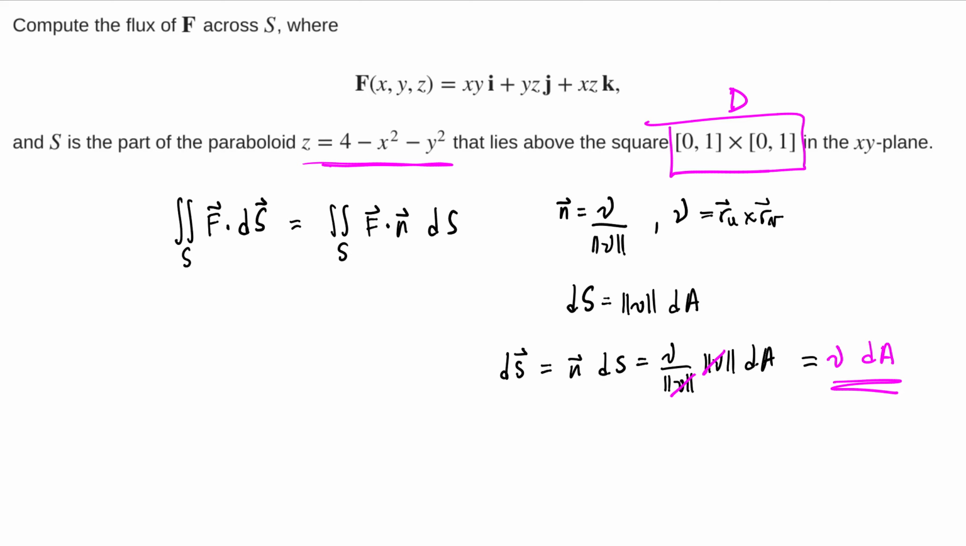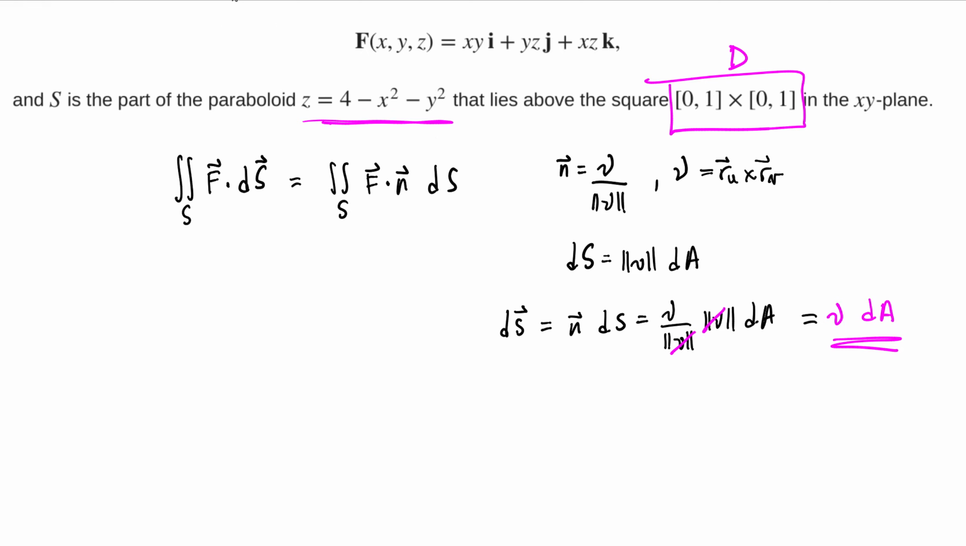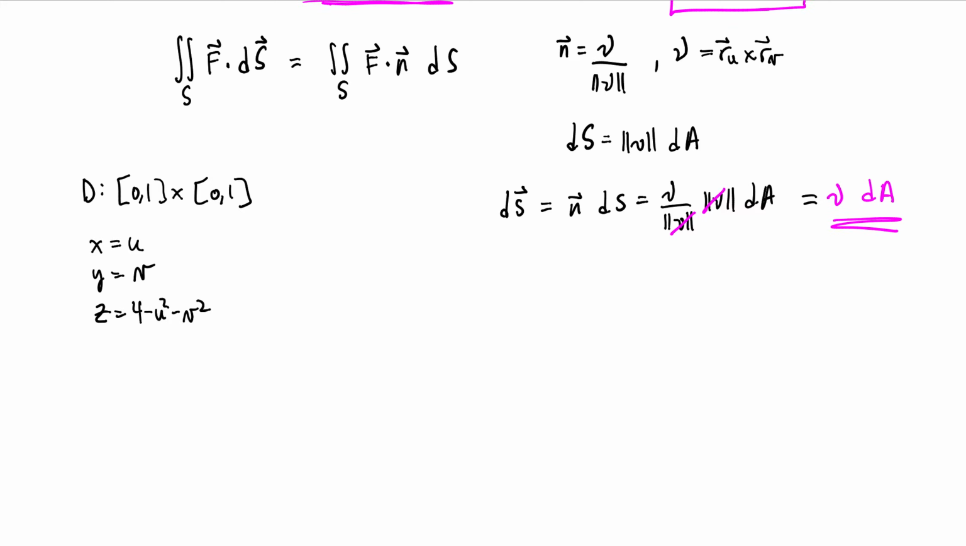So let's write this all out. We are going to make this identification then. We are going to say, all right, our D in the xy plane is [0, 1] crossed with [0, 1]. Let's just for the sake of all this get the u's and v's in there. So x is equal to u, y is equal to v, z is then equal to 4 minus u squared minus v squared. And this is our r, so we can use this then to compute our area element dS.